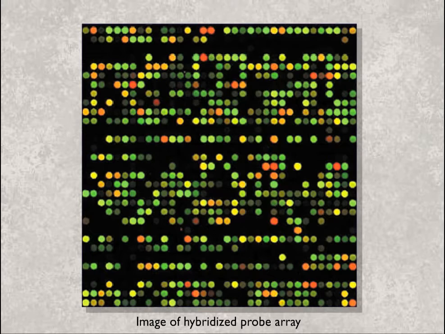The presence of genes for antibiotic resistance and other traits can easily be determined, and gene expression can be monitored by hybridizing cDNA obtained from messenger RNA.